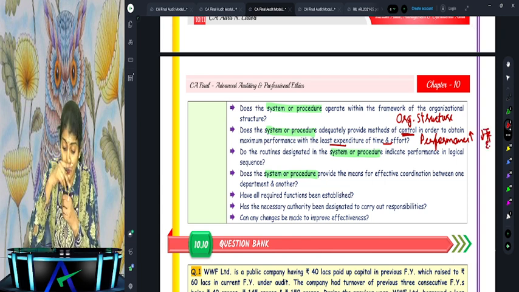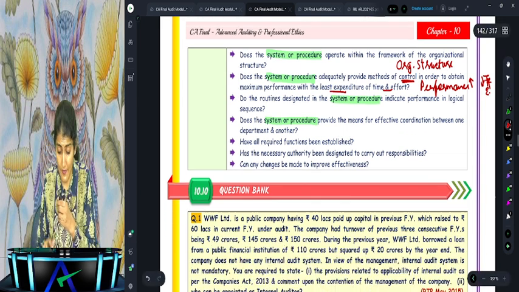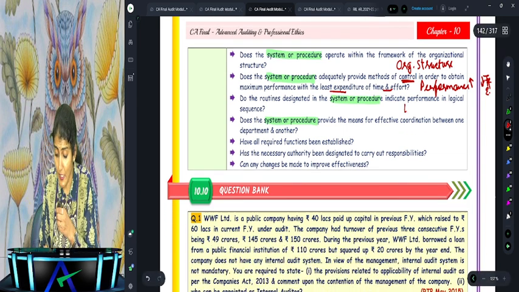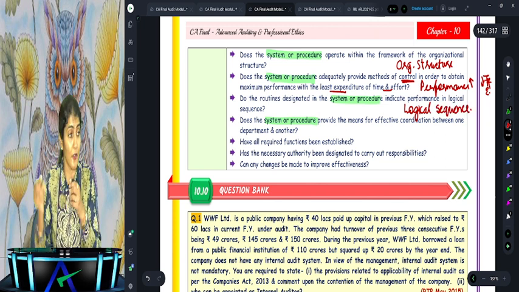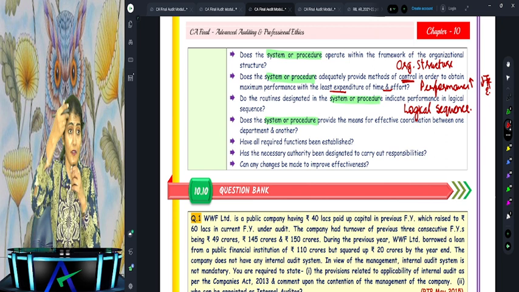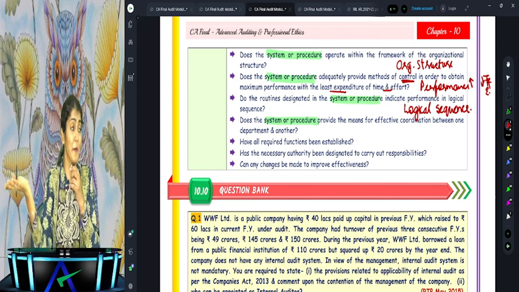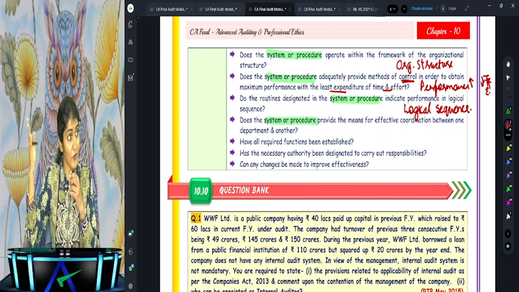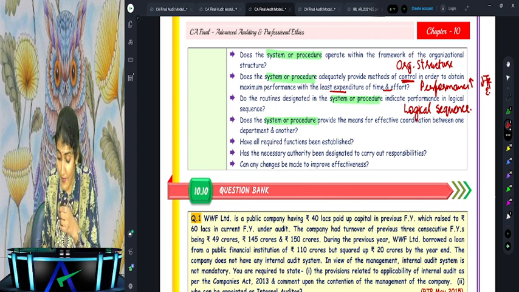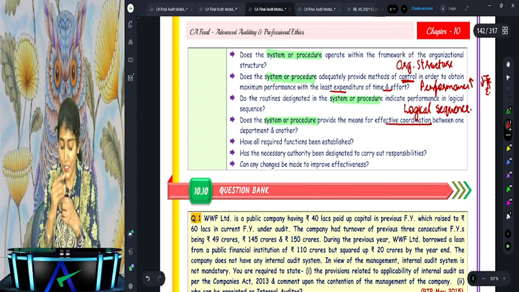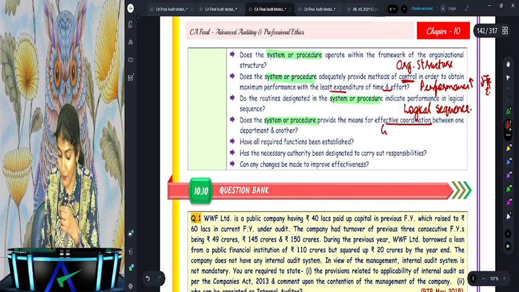Right. Then do the routines designated in the system or procedure indicate performance in a logical sequence? Like what did I tell you? First you select the product, then you add it to your cart, then you place the order, then you select the billing address, the shipping address, and then you select the payment method. So is there a logical sequence over there? Yes. Also, what does it say? There should be effective coordination between the departments, right?